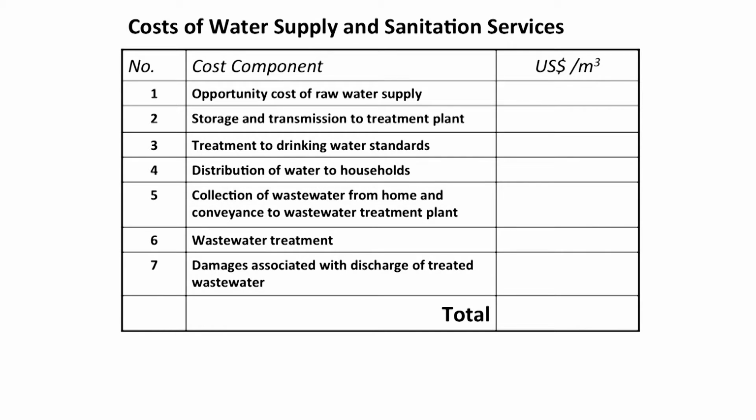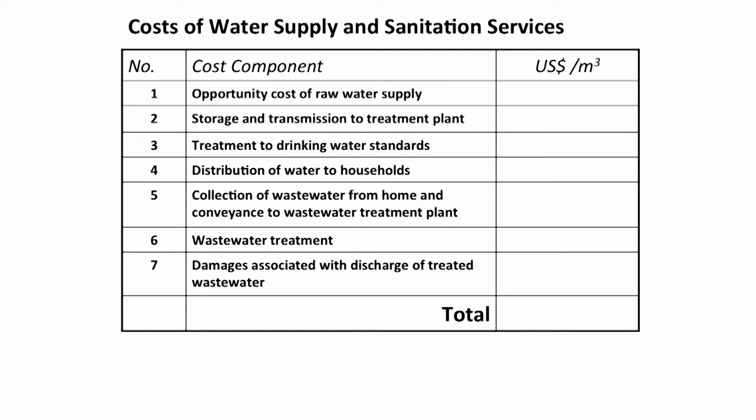The second component is the cost of transporting the raw water to the city and storing it. This cost component may be negligible if raw water supplies are nearby, or may be substantial if supplies must be transported many kilometers to a city. If reservoirs are needed to store drinking water near a city, these costs can be substantial.